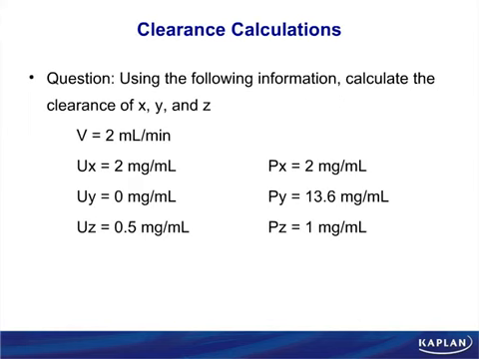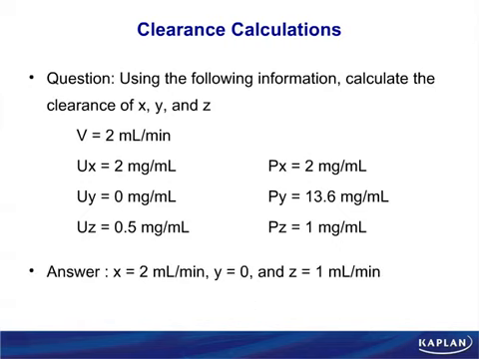So let's look at some practice calculations. Here's your urine flow rate, 2 milliliters per minute. Here's your urine concentration. Here's your plasma concentration. You take the urine flow rate times the urine concentration, which would be 4, and put that over the plasma concentration. The answer for substance X comes out to be 2 milliliters per minute.